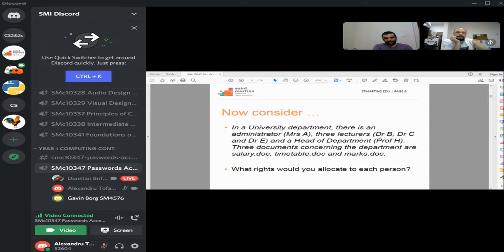Assuming that the documents are all different, that all of them have different permissions, you would automatically have all of them in a different way. So, for example, salary would only be able to be modified by the head of department, but timetable would be mainly by the head of department as well for writing, and then marks would be read by the administrator and written by the lecturers and the head of department.